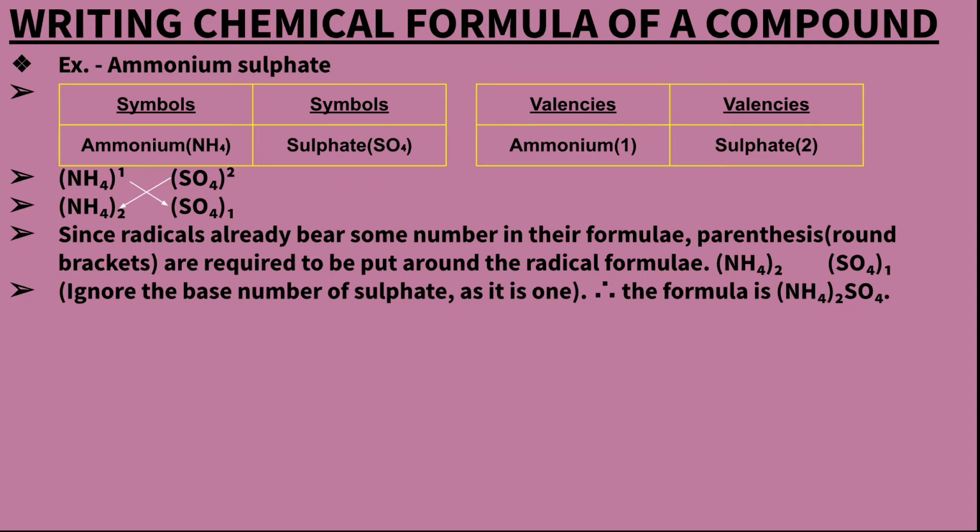That is also written at the upper right hand corner, the valency. Then we again interchange it and it becomes NH4 whole twice and SO4 whole 1. So the formula we write is (NH4)2 SO4. Okay, so ignoring the base, the formula is (NH4)2SO4.